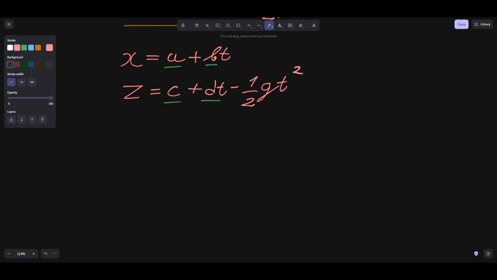So, for example, let's say that we have a projectile and we want to determine what the possible range of a projectile is.